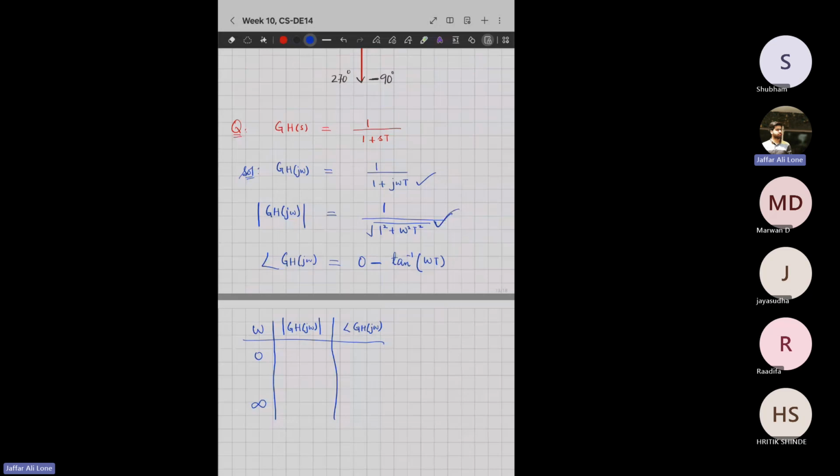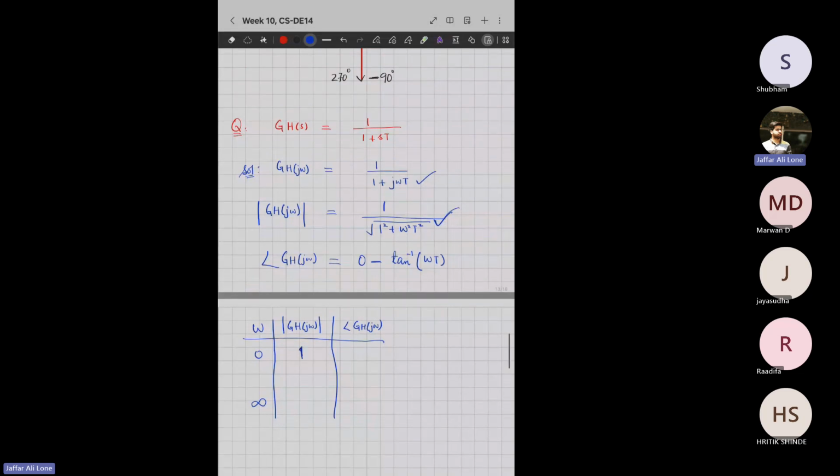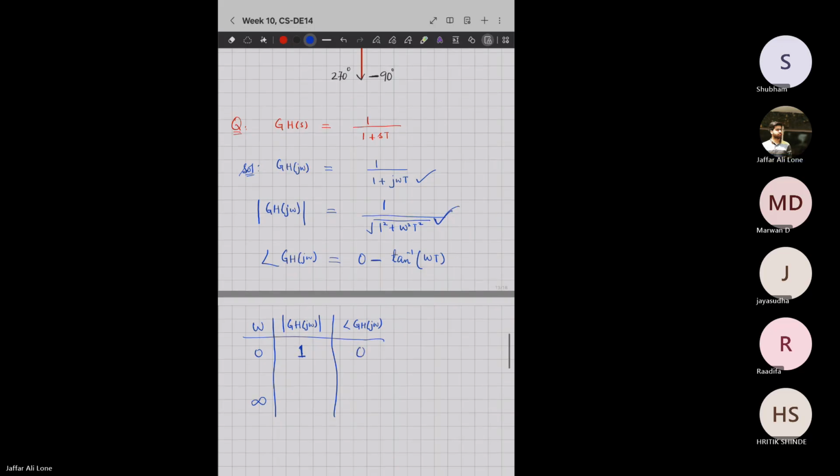Now see, when omega is 0, what is the magnitude? The magnitude is 1. And what is the angle? The angle is 0, because tan inverse of 0 is 0, right?